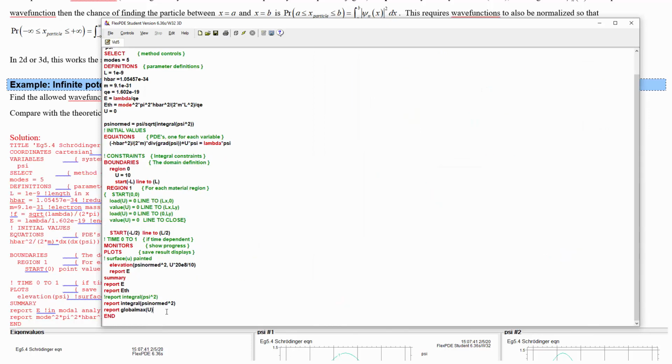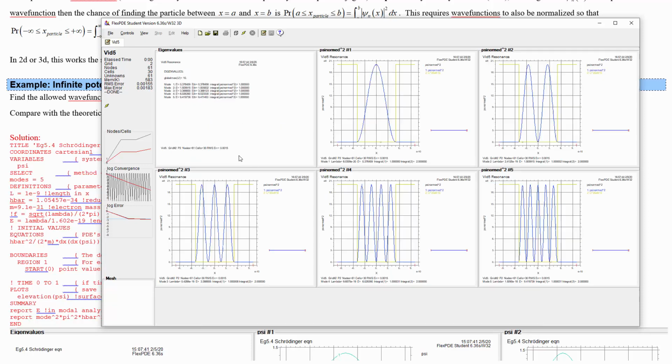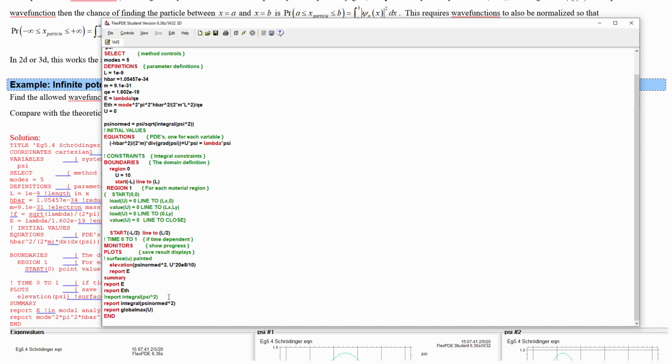Actually, it's not reporting that at all. I wonder why. Because it doesn't change with different solutions. So it's still reporting it, but it's up there. So something that in the summary section is different for different modes will be reported separately for each mode, but something that isn't is just reported up here in the usual reporting method. So global max of U is 10.